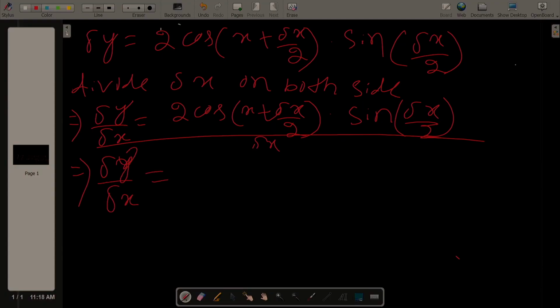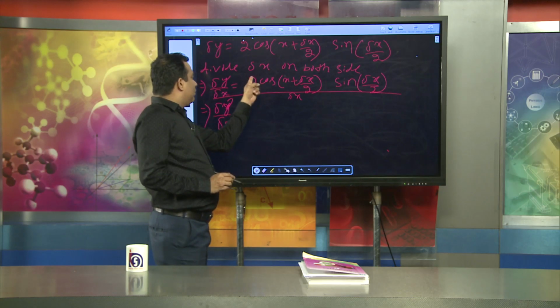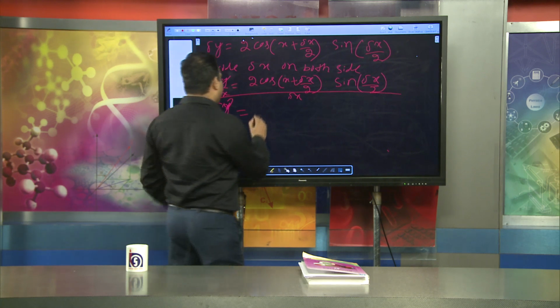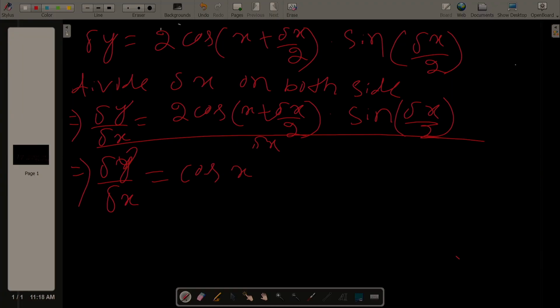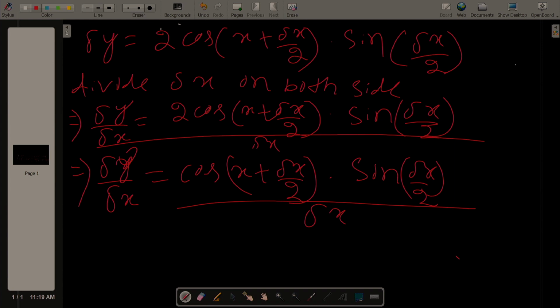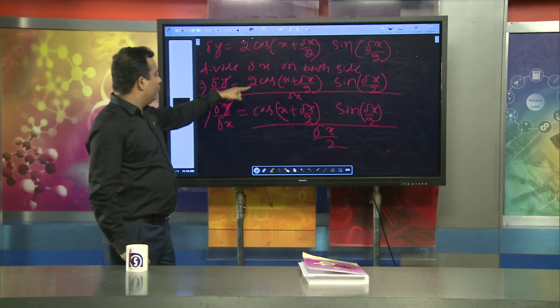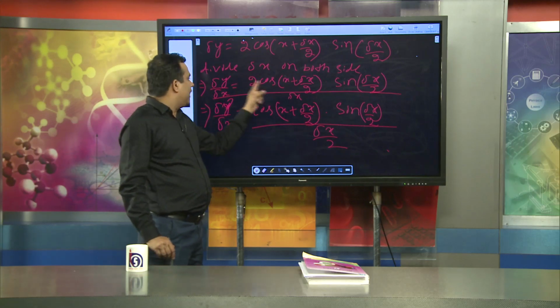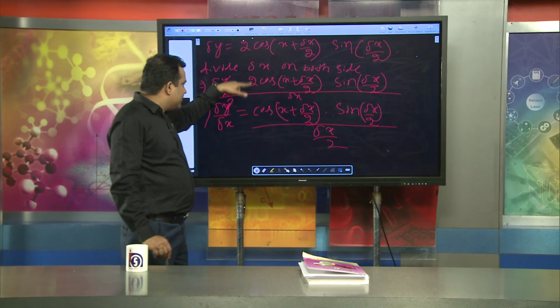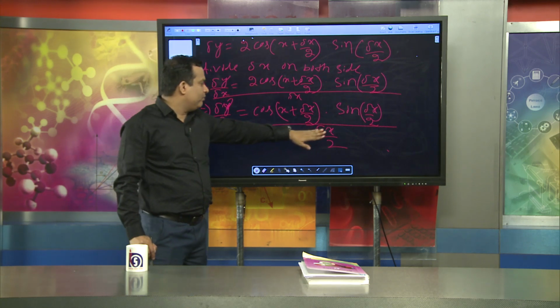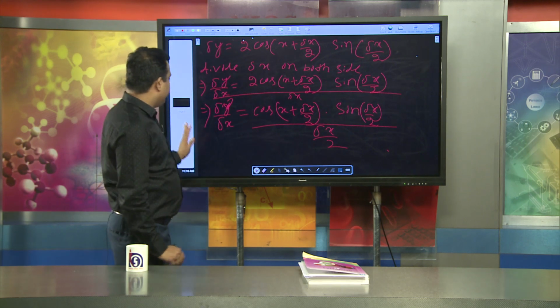which is equal to, what will we do here? We will divide both sides, then you will find cos x plus del x by 2 into sin del x by 2 divided by del x by 2. I just divide by 2 on numerator and denominator, and both 2s will be cancelled, and you will find del x by 2.